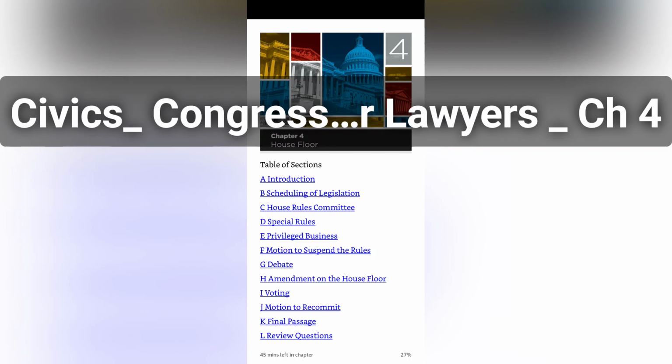When all amendments are disposed of, the measure is read for the third time by title. After that reading and prior to any vote on passage, the motion to recommit is in order, usually offered by a member of the minority. The passage of the measure is determined by majority vote in the House.